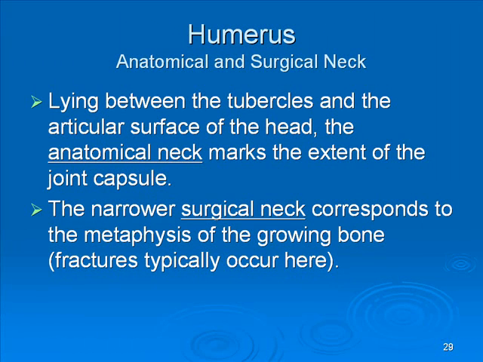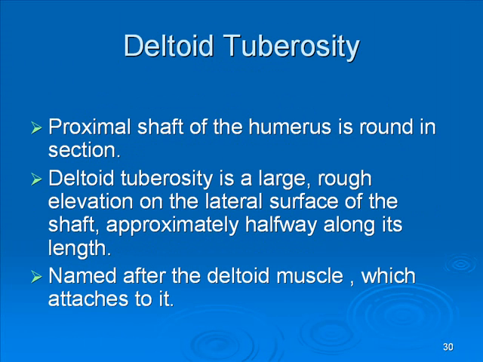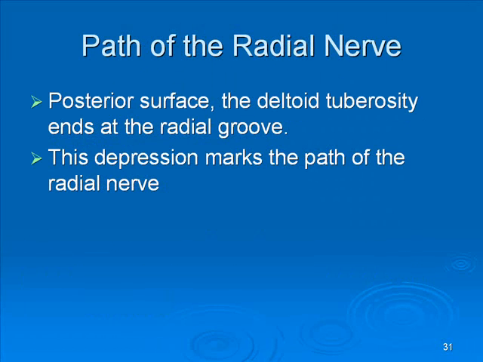Again, the two necks: anatomical neck and surgical neck. One area corresponds with the extent of the joint capsule. The narrower portion, as I said, is the surgical neck, which corresponds with the metaphysis of the growing bone. There's also a tuberosity on the humerus for attachment of the deltoid muscle, referred to as the deltoid tuberosity, in a more mid-shaft location.